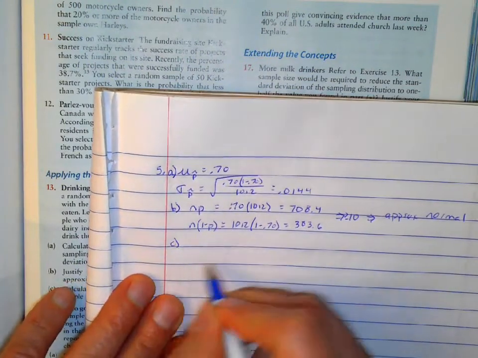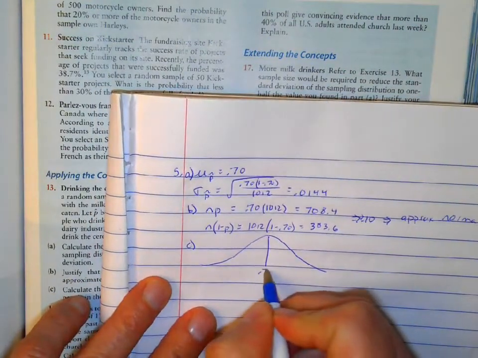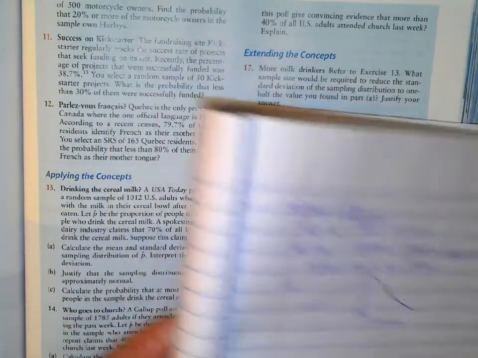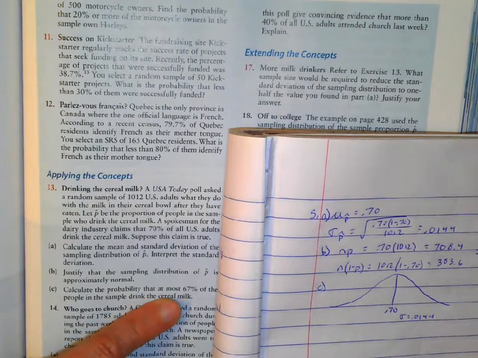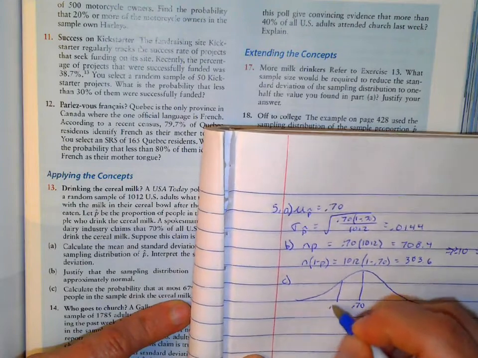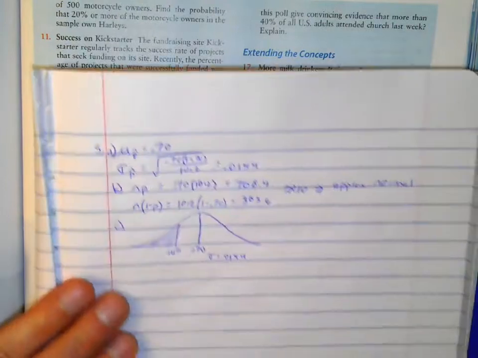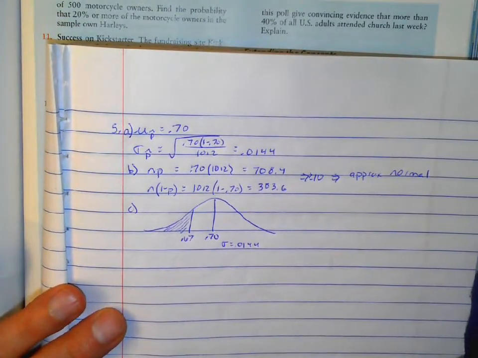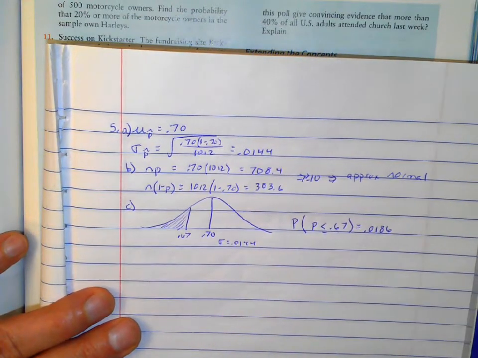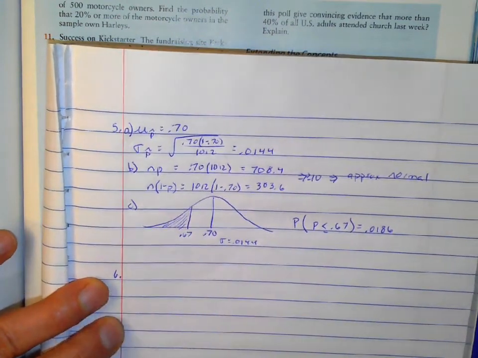Then part C. I know it's approximately normal with a mean of 70% and a standard deviation of 0.0144. Calculate the probability that at most 67%. So at most means 0.67 and less is what I want to find here. I drank their milk. I'm going to pause this, go to Desmos, and find it. From Desmos, we have this probability, 0.01686.